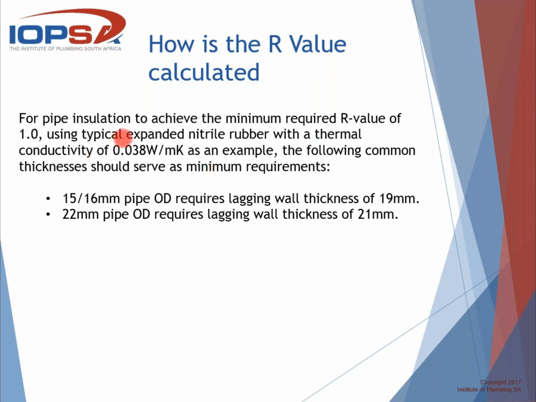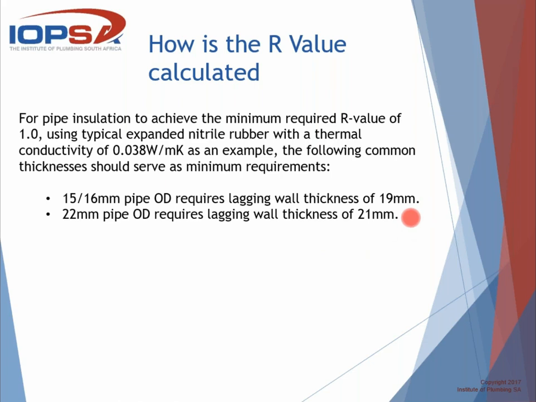Now, I'll refer back to the fact that this is an example using expanded nitrile rubber, those Armaflex, gosh, help me out with a couple of brand names. You know, the black tubes that you buy. And those are the ones. So the wall thicknesses there are pretty well known.